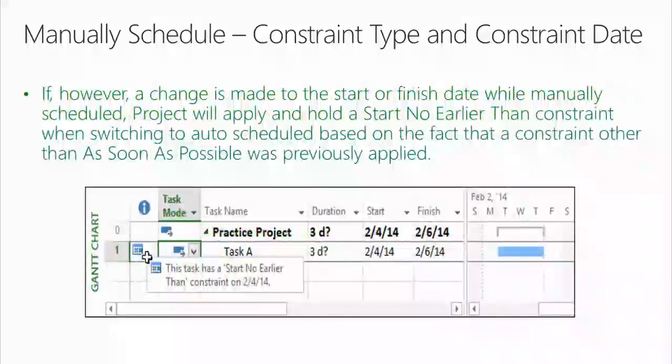If, however, Terry, a change is made to the start or finish date while manually scheduled, Project will apply and hold a start no earlier than constraint when switching to auto-scheduled, based on the fact that a constraint other than as soon as possible was previously applied.